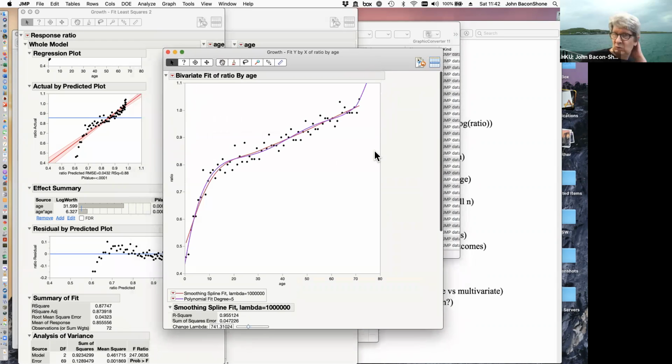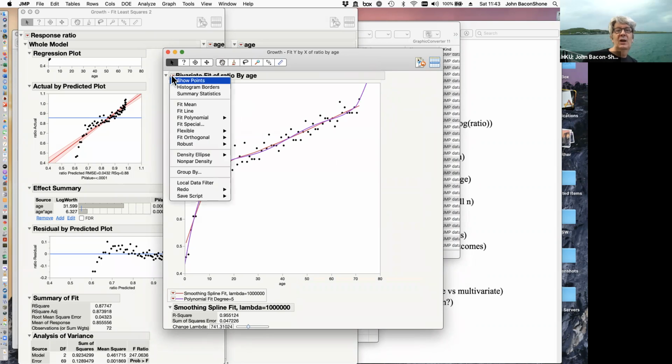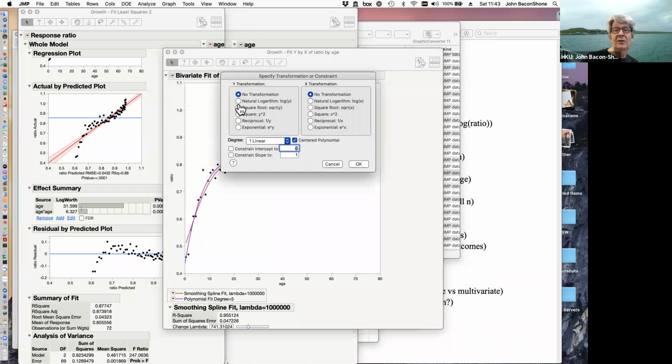Well, what about thinking of other ways? What about a possible transformation? We said that quite often log is useful, and a ratio, by definition, after taking logs becomes the difference of two terms. So why don't we try doing a log transform? Fit Special allows us to do a log transformation on the y and compare it.